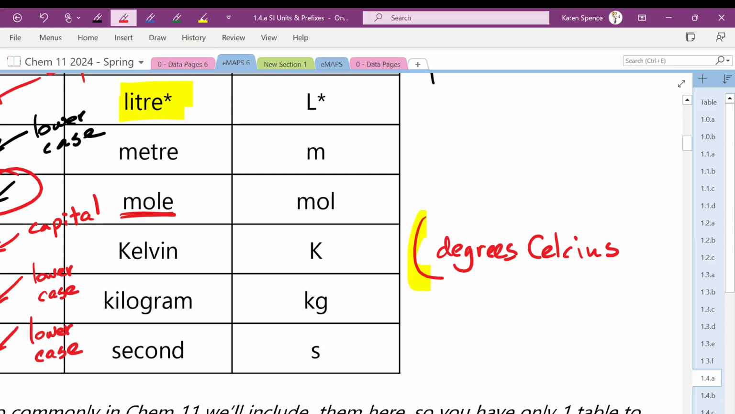Okay, do you guys know the symbol for degrees Celsius? You have to put the little 0, that stands for degrees. And then what do you put for Celsius? Capital C. It's not Celsius degrees. It's degrees Celsius. The little 0 goes first. The degrees goes first.